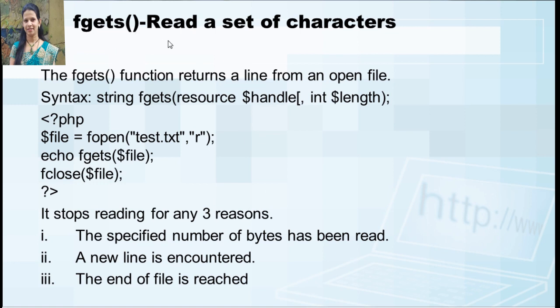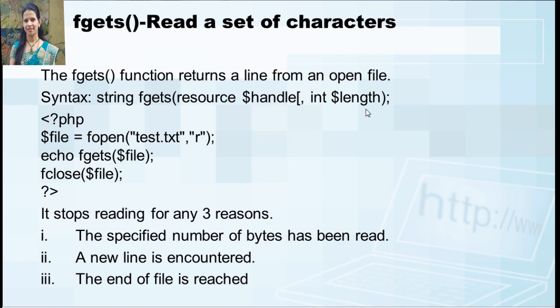Then use the fgets function to read a set of characters from the file. It returns a line from an open file. So, string fgets, get string. F for file, get for accept, and S for string. Resource $handle. And what is a resource? A resource is a special data type. You can use external resources also here.